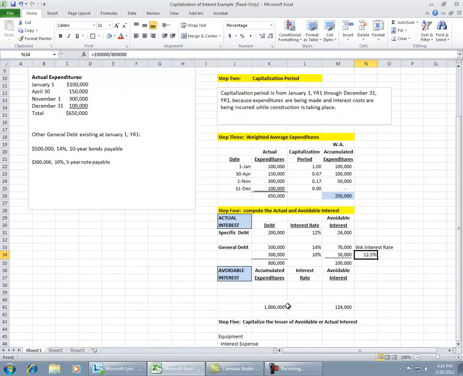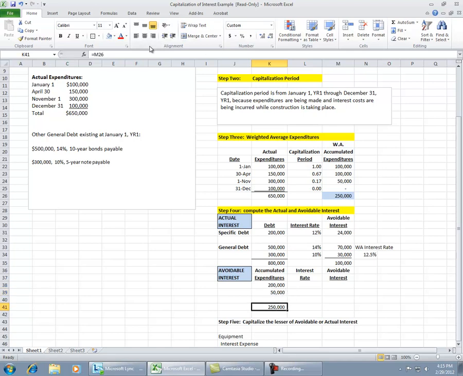Okay, now we're down to avoidable interest. Avoidable interest is based upon the weighted average expenditures. So that's going to be our total. The 250,000 needs to be our total of our accumulated expenditures. Then what we do is take that 250 and we first look at specific debt. So the 250, we can get 200,000 out of our specific debt. We always start with our specific debt. We've used 200 of the 250. The 50,000 then is going to come out of the general debt.